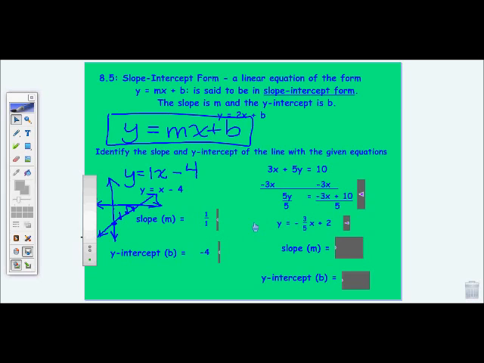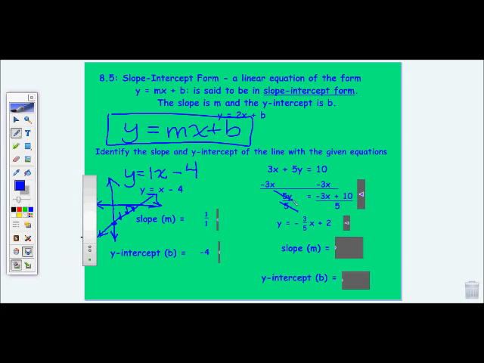So these would go ahead. Those cancel each other out. 5 over 5 is 1, so I have y. -3 divided by 5, I can't do anything to that. So it's a -3/5x. Okay? Positive 10 divided by 5 gives me a positive 2.